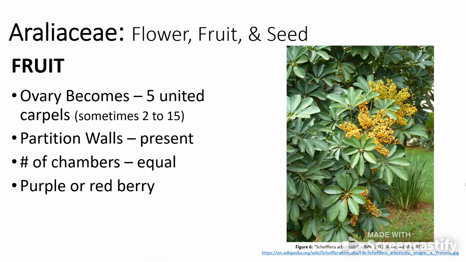The fruit of Araliaceae plants are purple or red berries or drupes. The ovary becomes 5 united carpels with partition walls present and an equal number of chambers. On the right-hand side is a picture of Schefflera arboricola, commonly known as the dwarf umbrella tree.